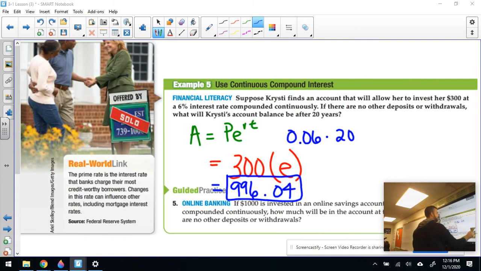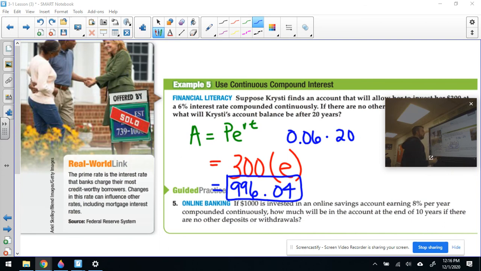So let's take that example. I want you to try the example that we just tried before, where you have $1,000 invested at 8% over 10 years. How much is it if you use continuous compound interest?